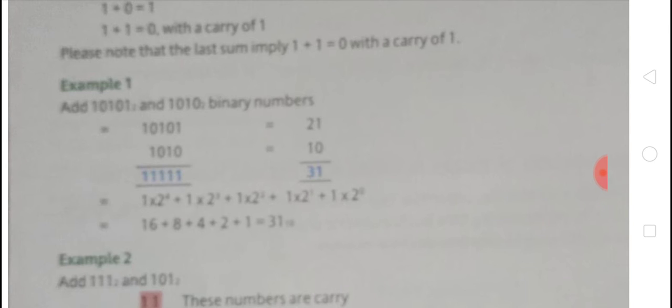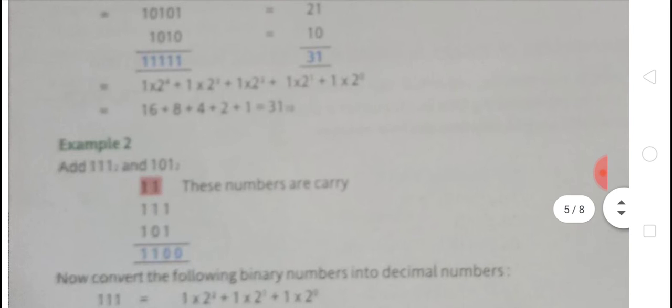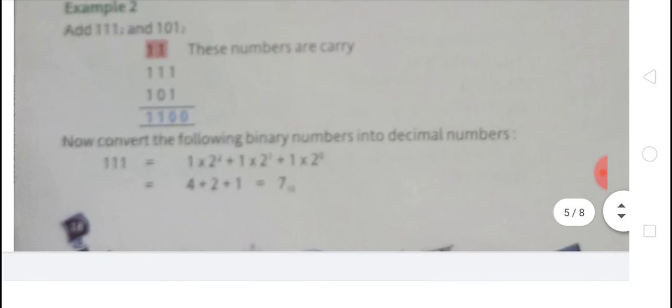Let's recheck here also. When you convert the binary number 10101 to a decimal number, 21 comes. 1010 gives 10. So 21 plus 10 is 31. Clear? Now when you convert this binary sum back, it is 16, 8, 4, 2, 1, which gives 31. It means that it is correct. Like this way you can do it.